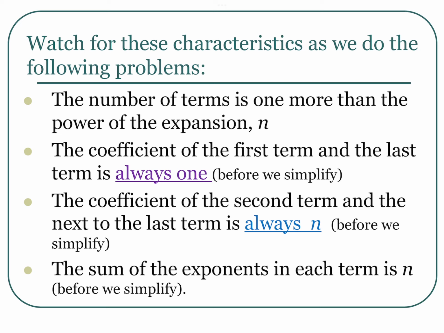Few things that you can look for. These are in your notes, but watch for these things. The number of terms is 1 more than the power of the expansion. So if my power of my expansion is squared, I have 3 terms at the end. If it was fourth, I have 5 terms, and so on.